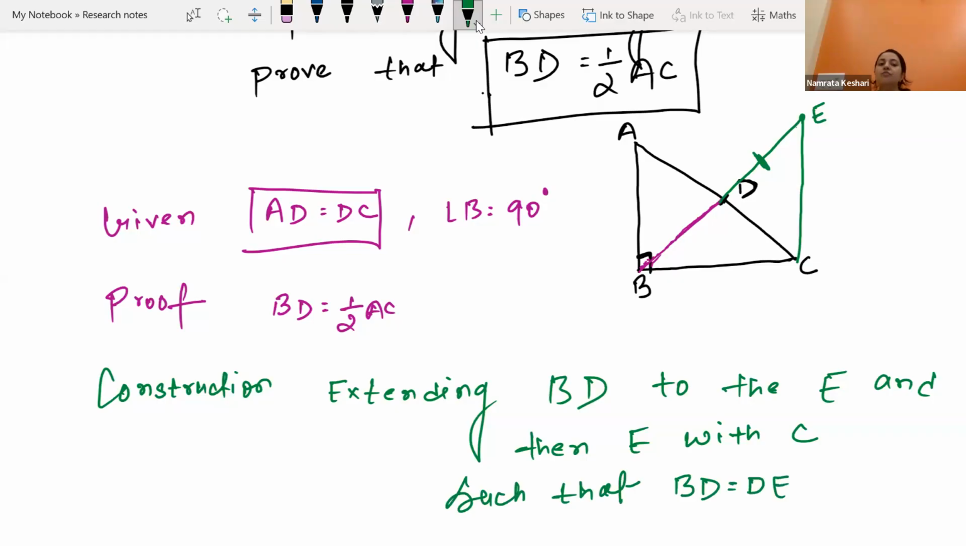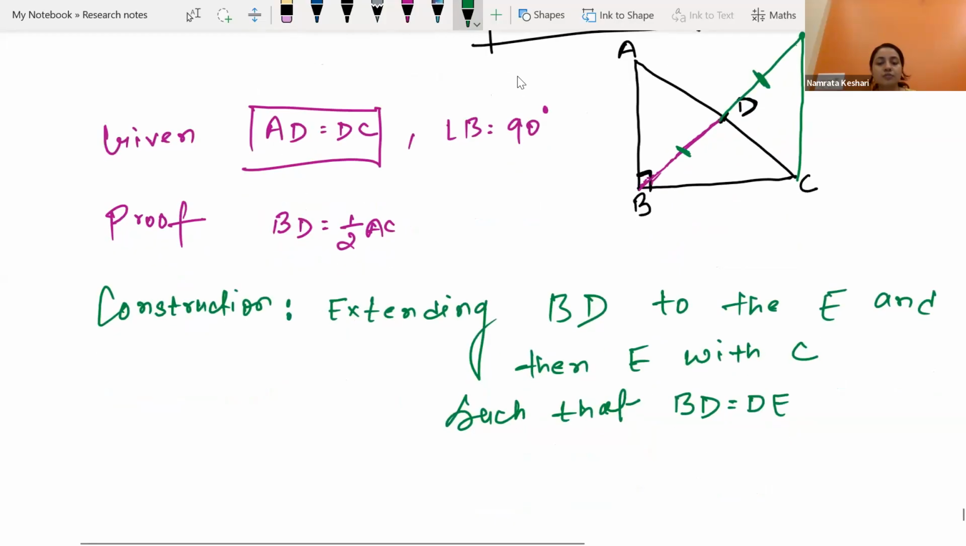Again, I am repeating, we are having a right angle triangle where D is the midpoint. That much information we are having in hand. From this bare minimum information, we have to prove that BD is equals to half of AC. Now to prove it, we are doing one construction, that we are extending the side BD till the point E, and then we are joining E with C such that BD and DE are equal.